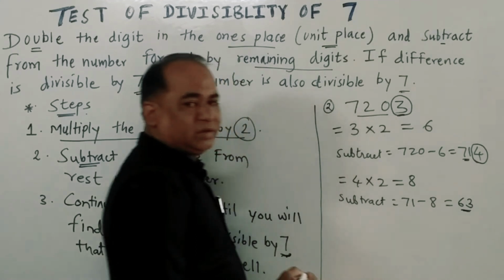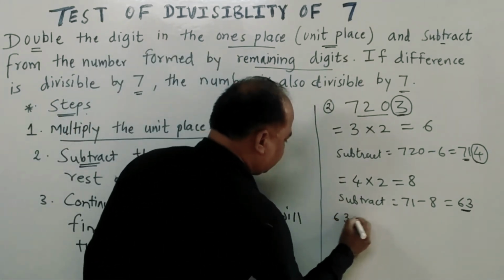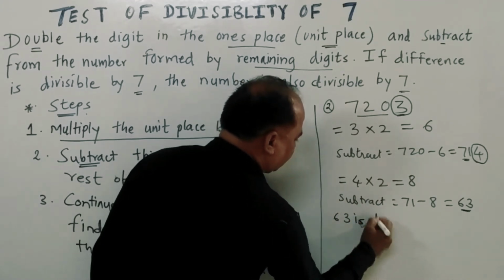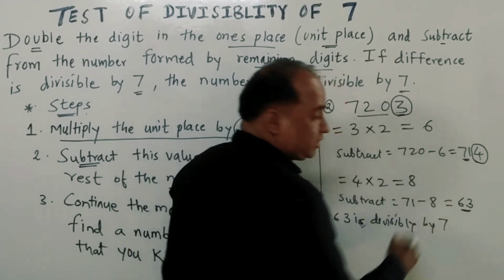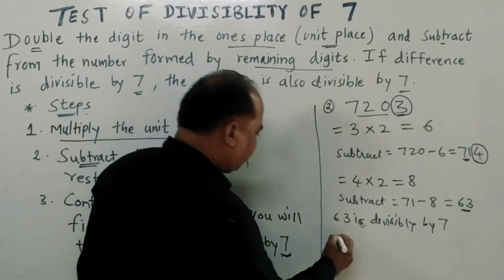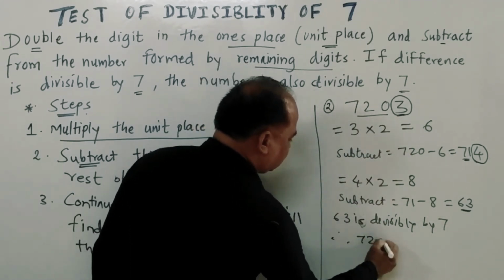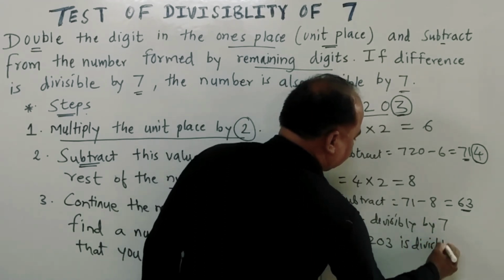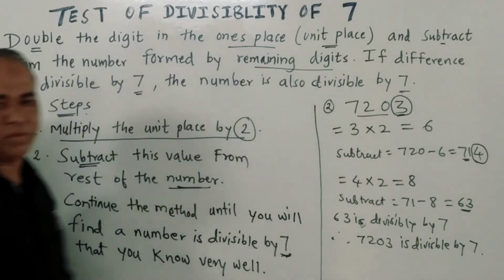Now this 63 is divisible by 7, 7 nines are 63. Therefore, the number 7203 is divisible by 7.